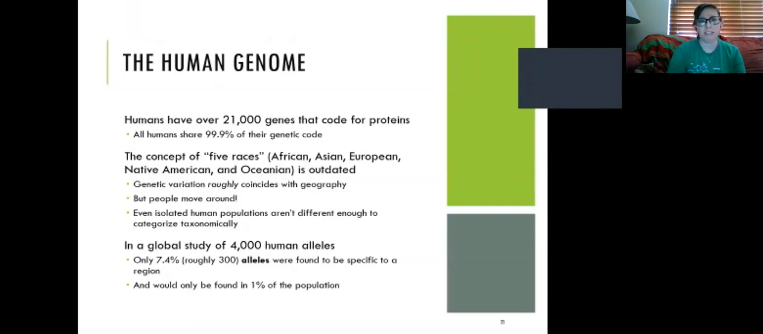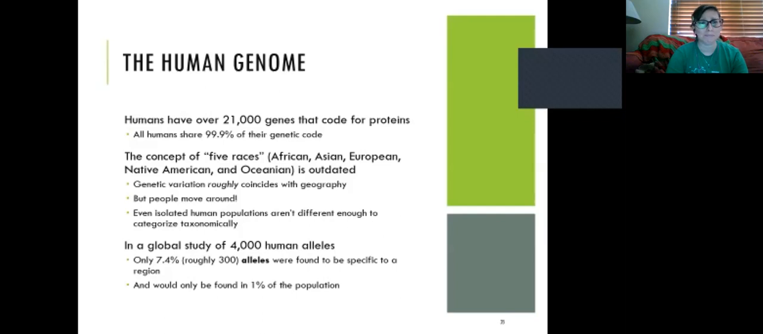So humans have a lot of genes. A lot of genes. I mean, I've only got 4 pair, but in my DNA, I've got over 21,000. And all humans share 99.9% of our genetic code. So the difference between me and literally everyone else who is a human is 0.1% of my genetic code. 0.1%, that's not a lot.